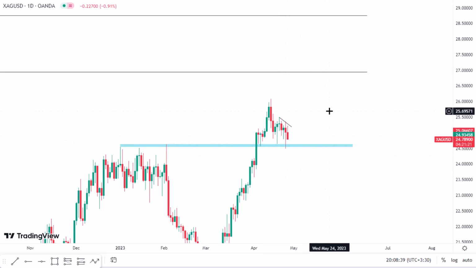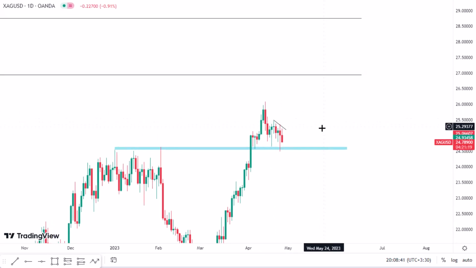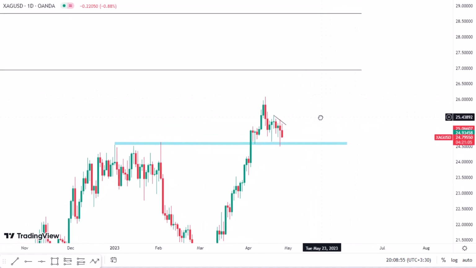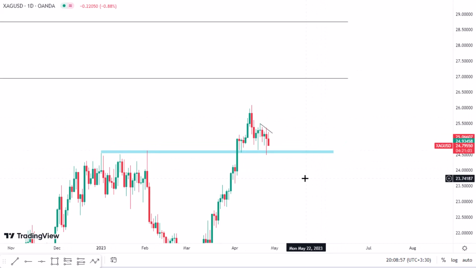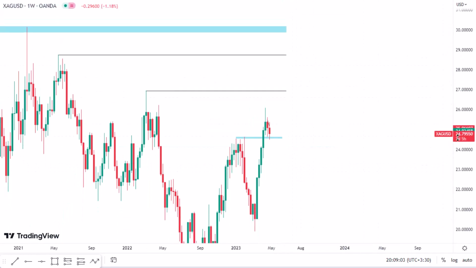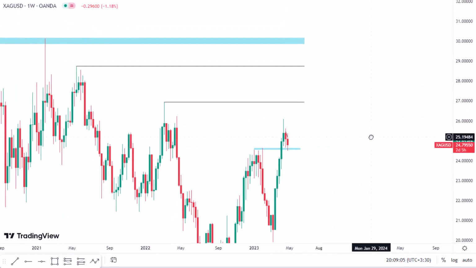Yesterday's candle. If this trend line can be broken to the upside, that will be a confirmation for us. Actually, in the 4-hour time frame, it will be a confirmation for us to enter a buy position and trade with that. And on the weekly time frame, if we check that, we don't have anything special.